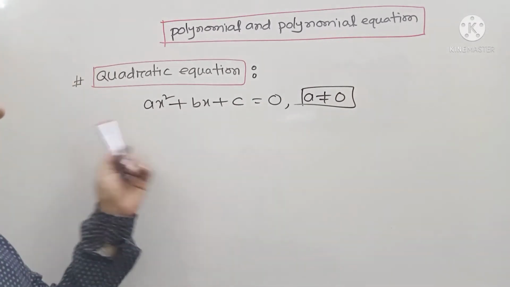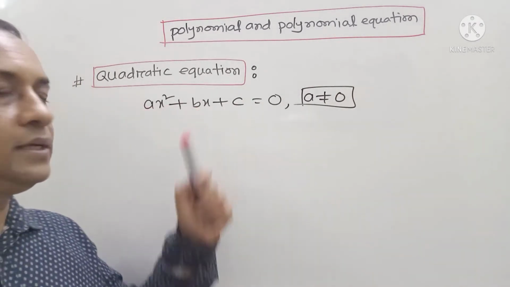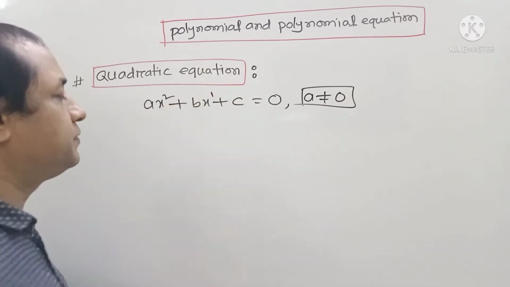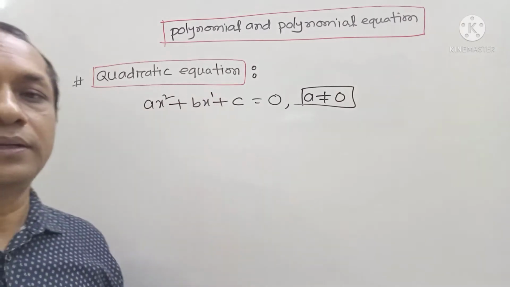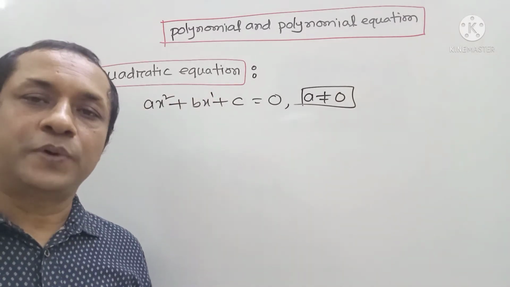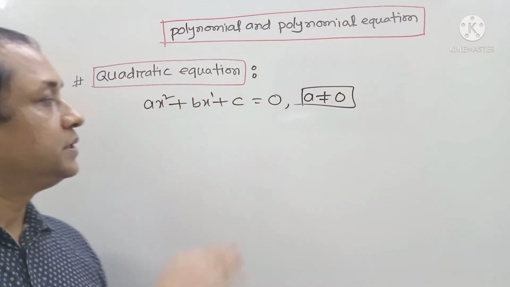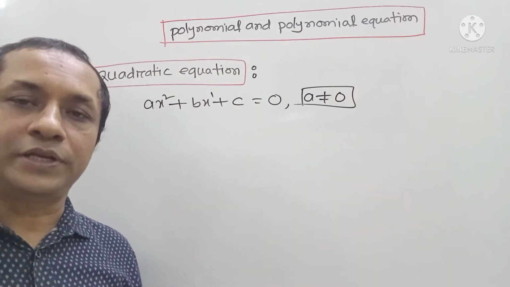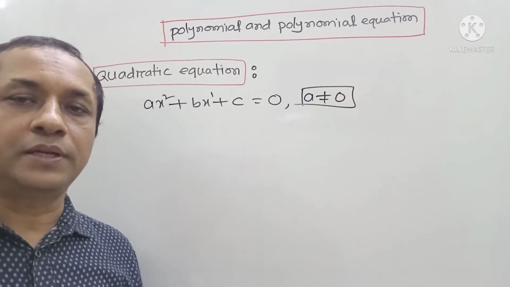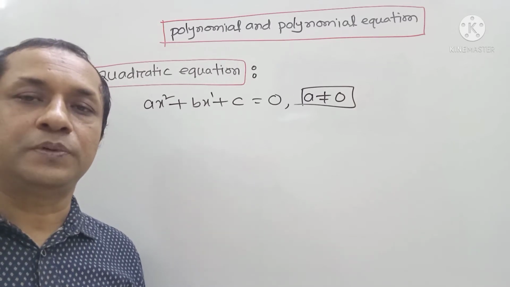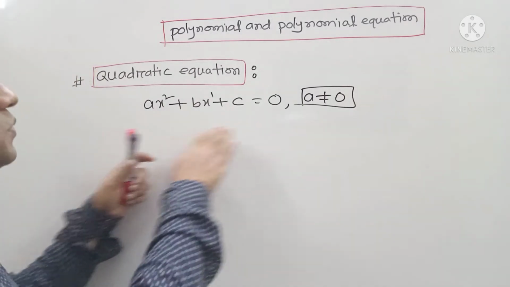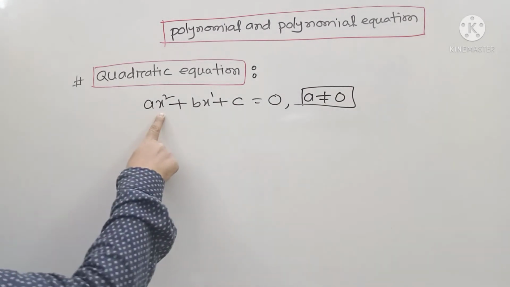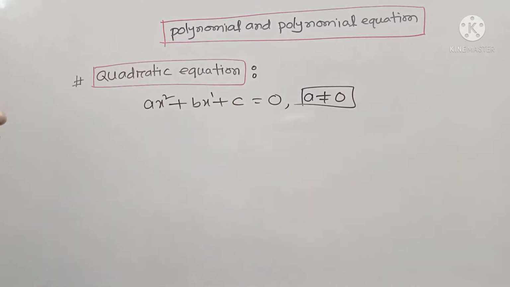So students, here a, b, c are constants, x is the variable. Here the powers of the variable are 2 and 1. 2 and 1 are positive integers. So this is a polynomial equation. The polynomial whose highest power of variable is 2 is called a quadratic equation. So here the highest power of variable is 2.